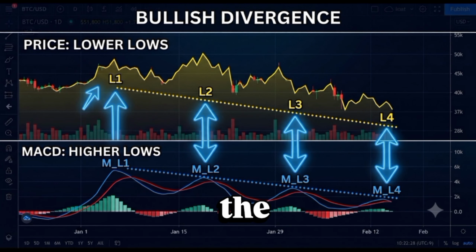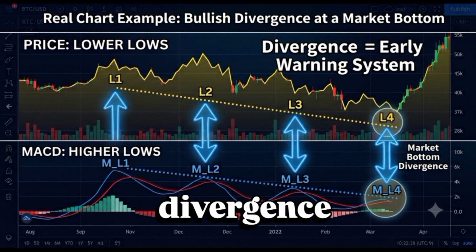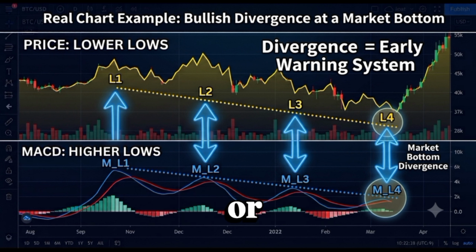Bullish divergence is the opposite. Price makes a lower low, but MACD makes a higher low. Selling pressure is drying up. A reversal could be coming. Divergence is like an early warning system. It doesn't guarantee a reversal, but it tells you the current move is fragile. Pros use divergence to take profits early or prepare for counter-trend entries.